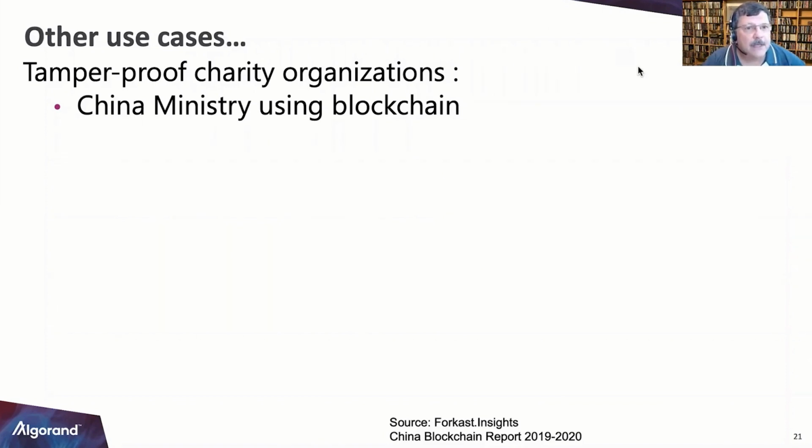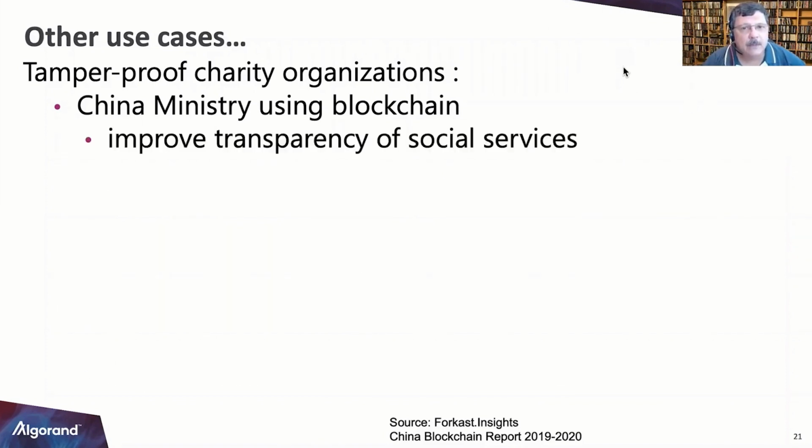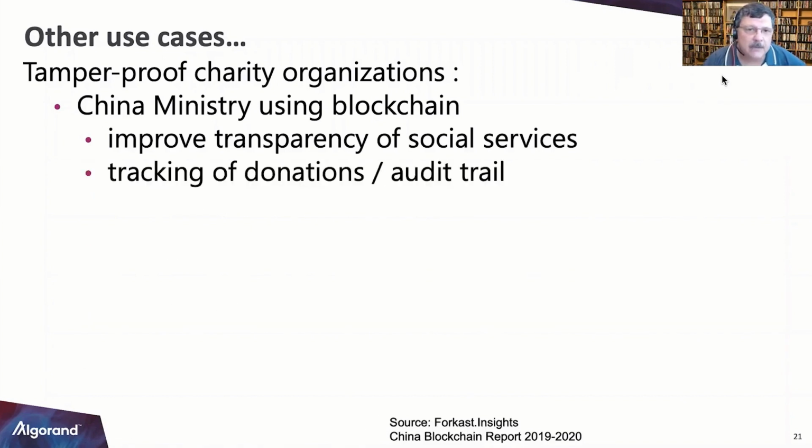And then what you're seeing here is the China ministry is now using blockchain to improve transparency of social services. And the big thing is the ability to track all of the donations with an automatic audit trail that's built right into blockchain. So you see, they had problems before with this. They had, I think it was an earthquake about 10 years ago, and they lost track of where some of the funds were coming from and going to. So that was a real big problem. Not the case with the blockchain solution.